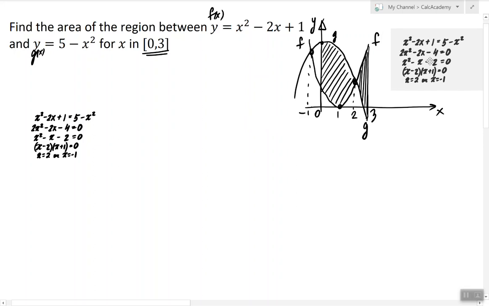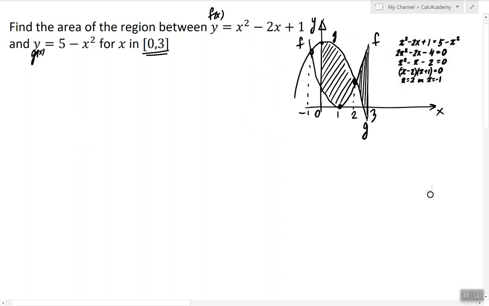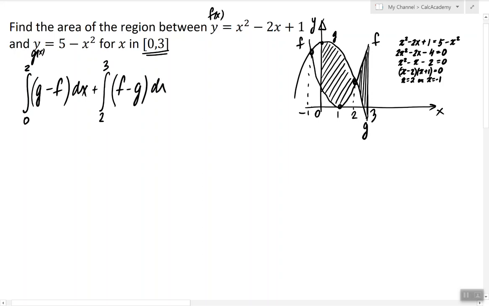So that means to find the area, we're going to set up the following integral. We're going to write it as two integrals. One from 0 to 2, and there we're going to subtract f from g. And then we're going to set up an integral from 2 to 3, and on this interval we're going to subtract g from f. So let's go ahead and set this up.